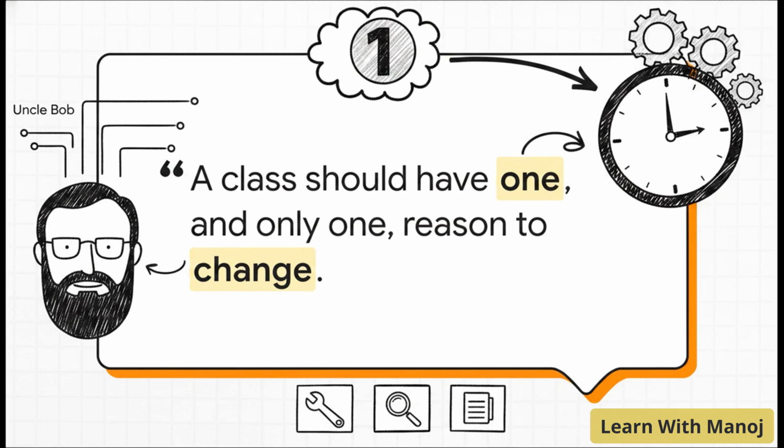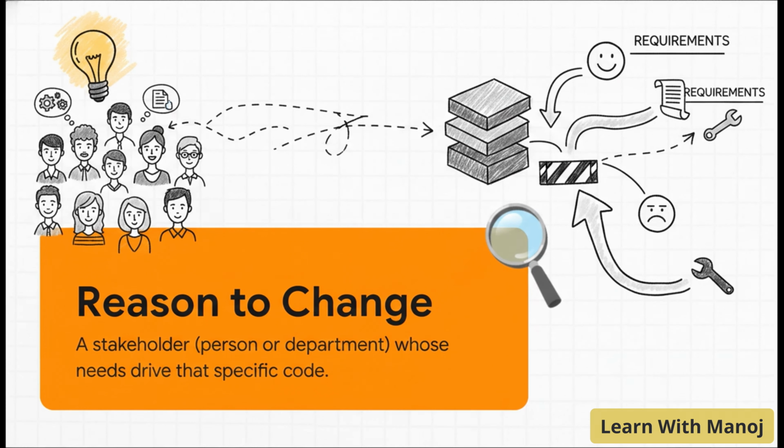This completely reframes the entire conversation. We are no longer arguing about what the code computationally does. Instead, we're talking about the forces that will inevitably force that code to change in the future. So the crucial question is, what exactly counts as a reason to change? And this is where the light bulb goes off for most developers.